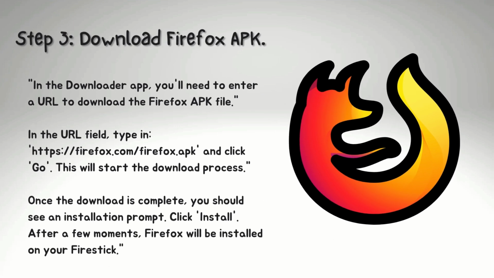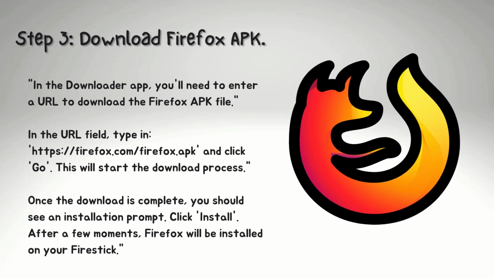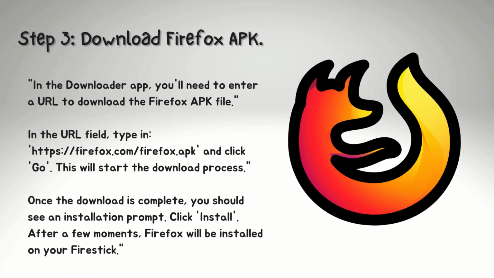Step 3. Download Firefox APK. In the Downloader app, you'll need to enter a URL to download the Firefox APK file. In the URL field, type in firefox.com and click Go. This will start the download process. Once the download is complete, you should see an installation prompt. Click Install. After a few moments, Firefox will be installed on your Firestick.